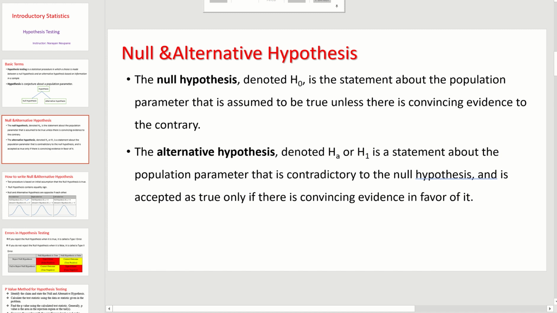So what is an alternative hypothesis? The alternative hypothesis, which is denoted as H sub A or H sub 1, is a statement about the population parameter that is contrary, contradictory or opposite to the null hypothesis. And this hypothesis, the alternative hypothesis, is accepted as true only if there is convincing evidence in favor of this.